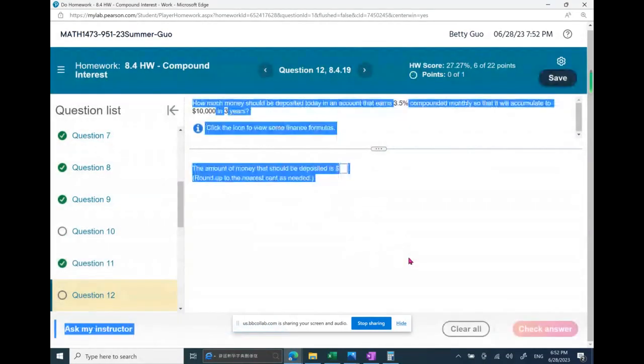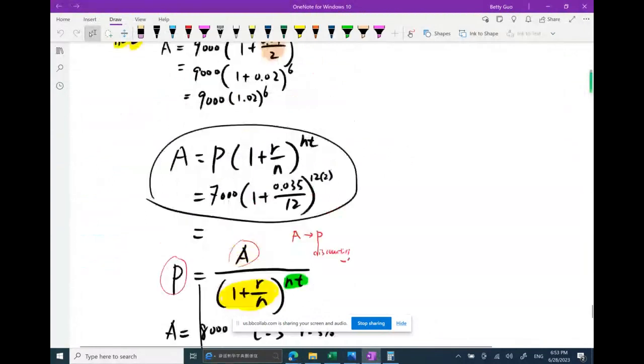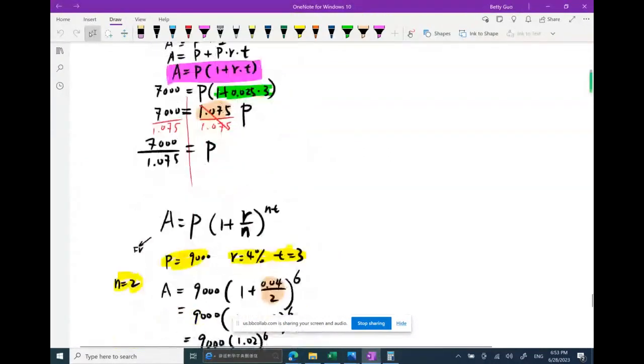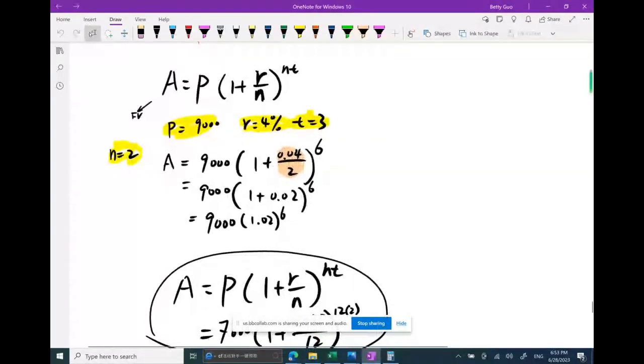So this section, we have two types of problem. Either you have the original principal and you are looking for the future value or accumulated balance of the savings account.